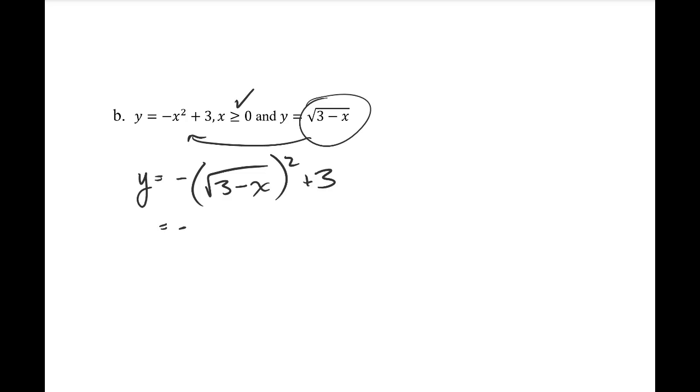Oh, the square kind of undoes the square root. If it helps to cross them out, that's usually what I do, just to help my brain remember. And that negative gets kind of distributed through the result. So I've got -3 plus x plus 3. Those 3's are going to go away because they're opposite signs. So we're ending up with y equals x. And so it is, these are inverses of each other.